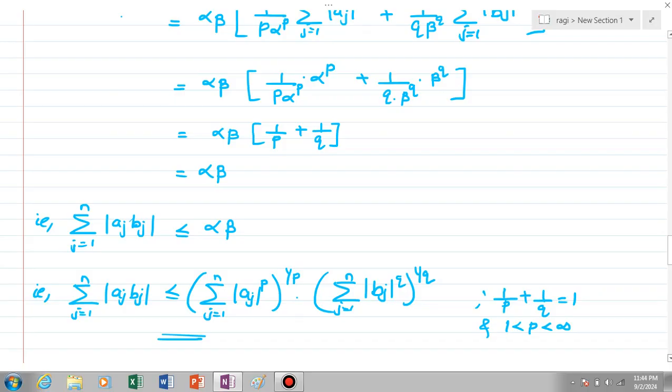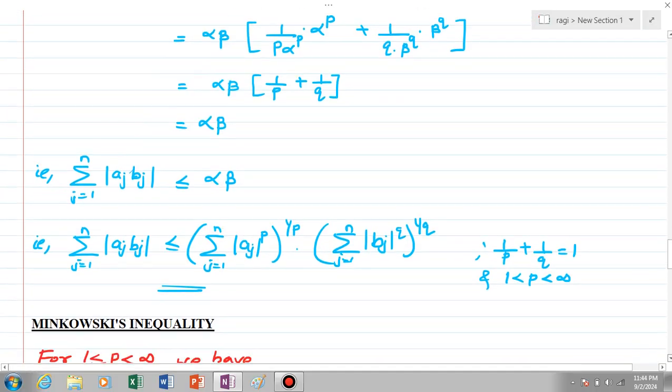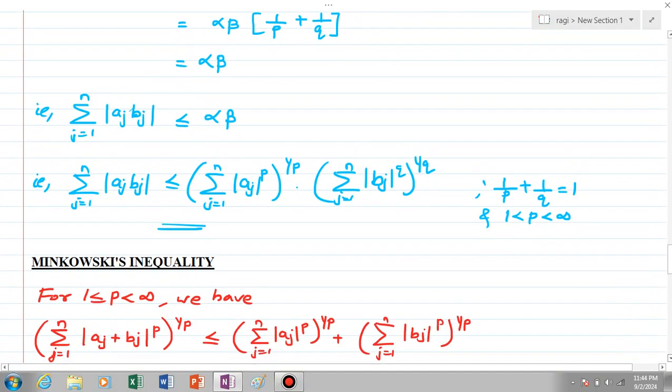That is, summation j 1 to n mod aj bj is less than or equal to summation j 1 to n mod aj raised to p whole raised to 1 by p into summation j 1 to n mod bj raised to q whole raised to 1 by q, where 1 less than p less than infinity and 1 by p plus 1 by q is equal to 1. This is the Holder's inequality. Now we are going to discuss the Minkowski's inequality.